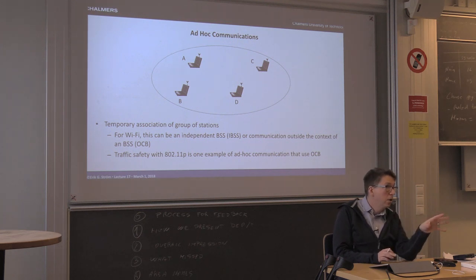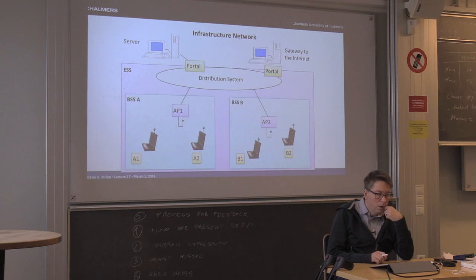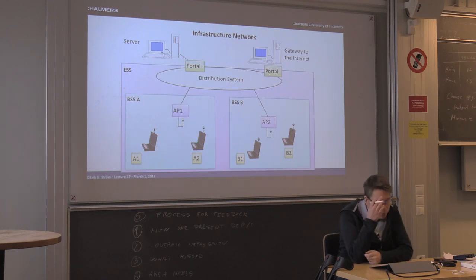Now for the rest of the lecture, we will not talk about ad hoc at all. We will talk about the more common way to access the internet through an access point. And these are known as infrastructure networks. So the components of an infrastructure network is that we have access points, and an access point has a basic service area where there are stations. They attach to the access point and are served by the access point.